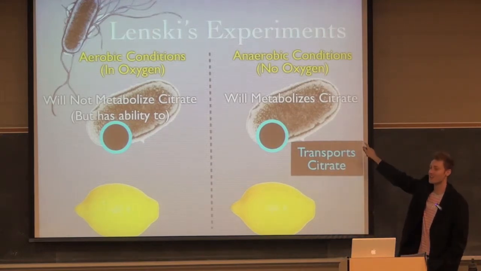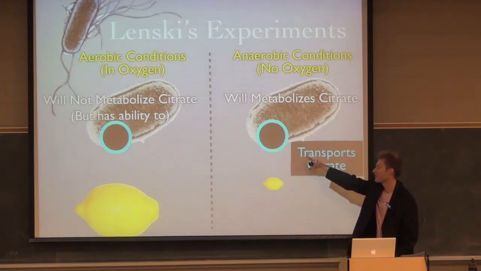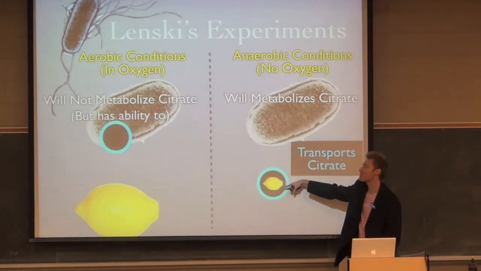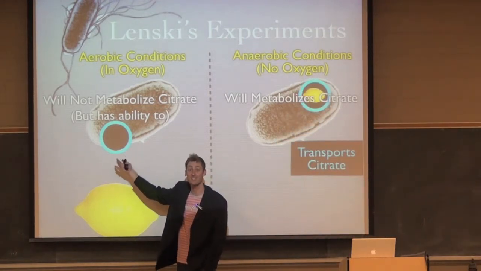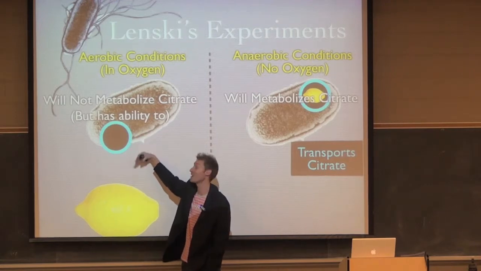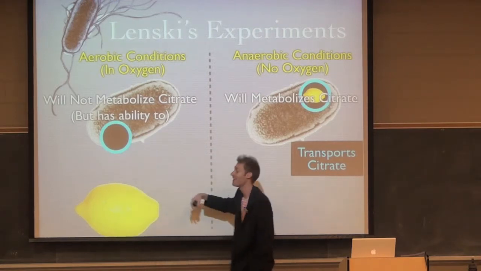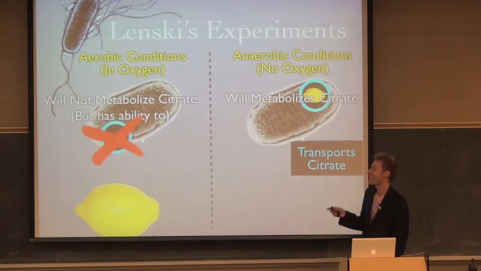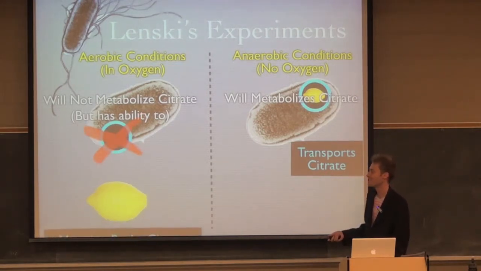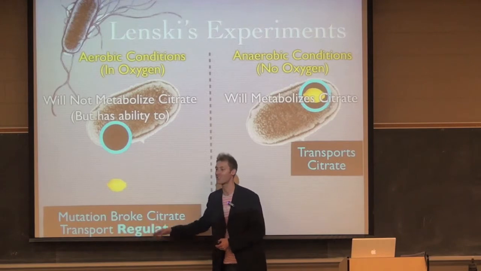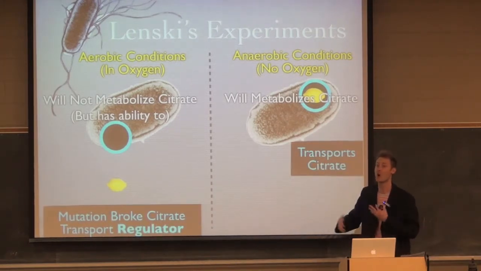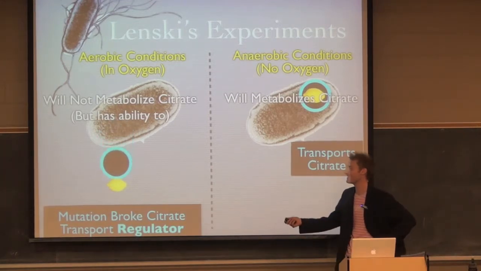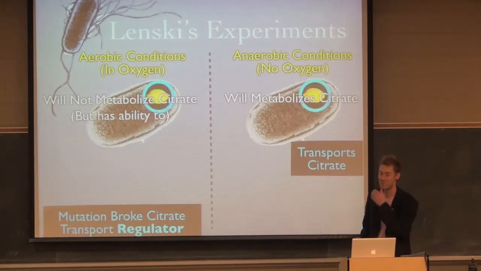If you're in a no oxygen environment, you have a transporter, and he'll come and get the citrate and bring it into the cell. This guy doesn't have the transporter. That's the problem. He actually could metabolize citrate if he could just transport it into the cell. Now here's the cool part. He ended up getting a mutation that broke the citrate transporter. So instead of just working in this environment, it's working overtime. Now it's always making this transporter. And so what ends up happening is he's got the transporter now, and he brings it into the cell.